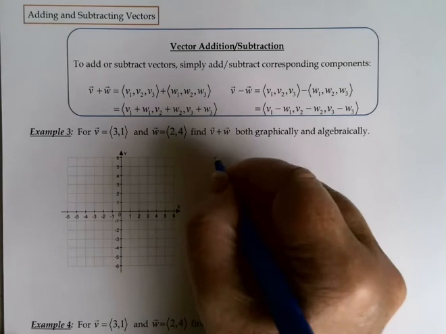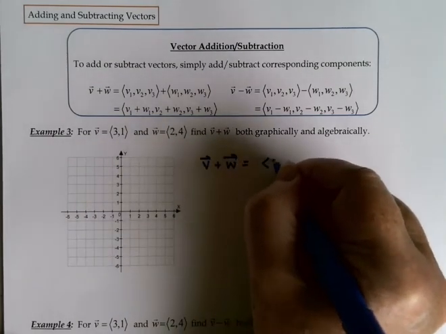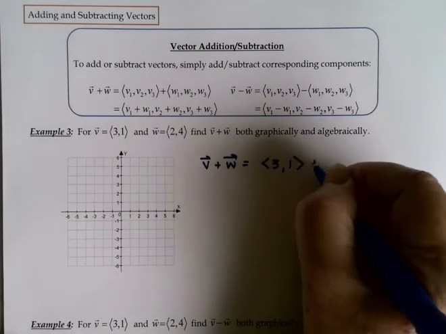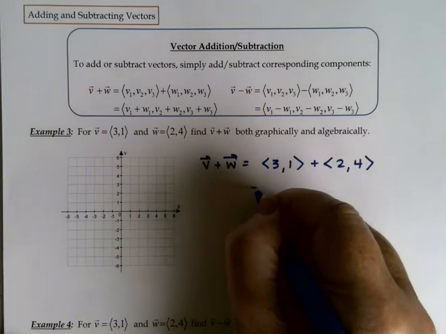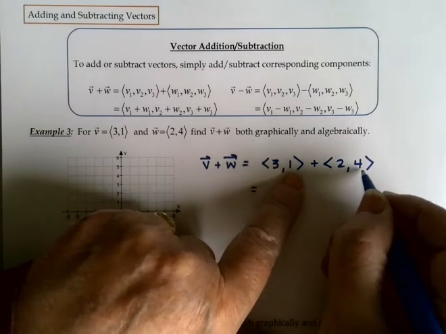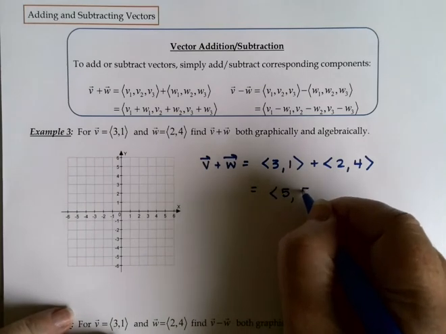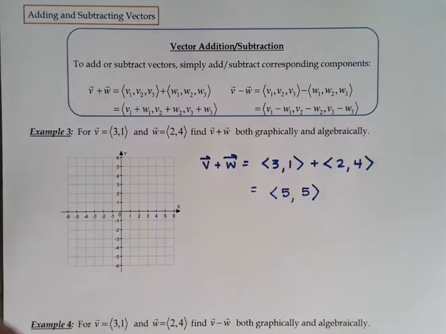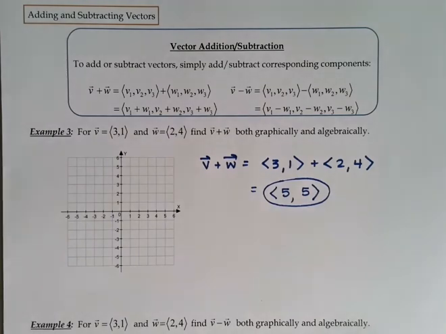So if I want to find v plus w, that's 3, 1 plus 2, 4. I literally just add the x's and add the y's. So 3 plus 2 is 5. And 1 plus 4 is 5. Doing this algebraically, or really arithmetic, isn't difficult. Now let's take a look at what this means in terms of the geometry.